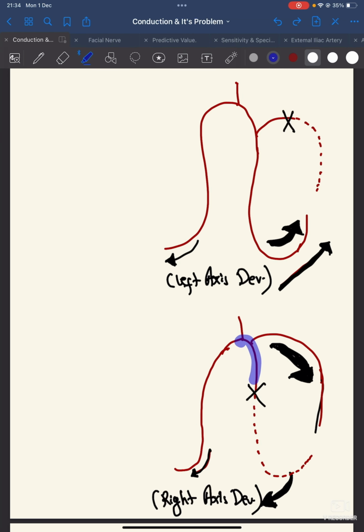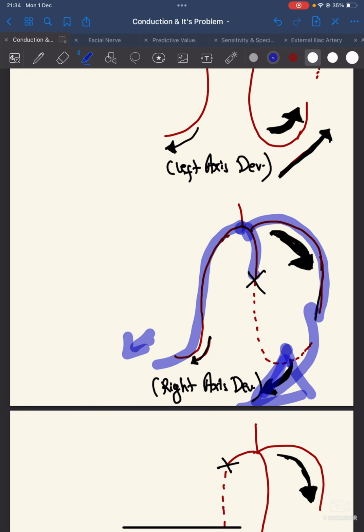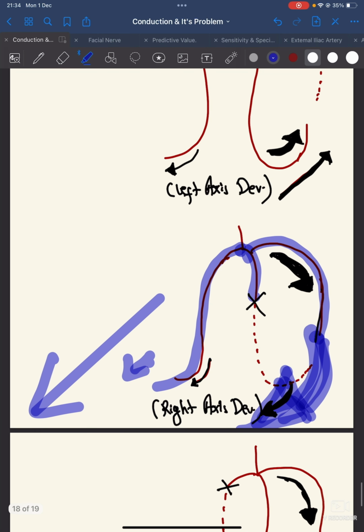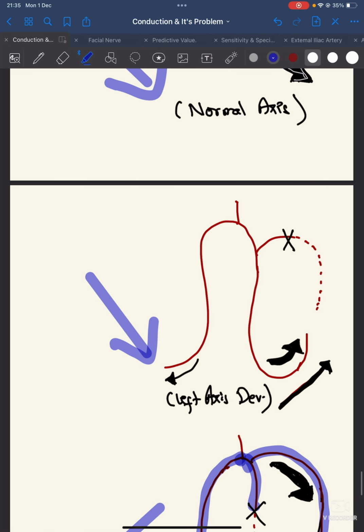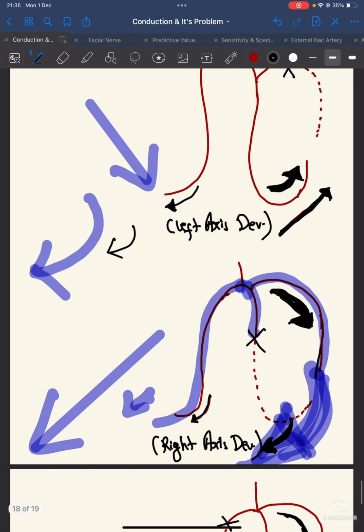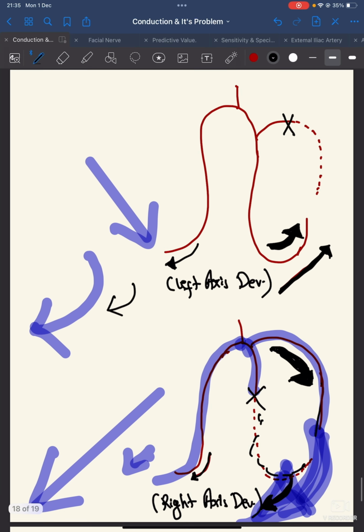So what if the posterior fascicle is blocked? This is the right bundle branch, this will be the left bundle branch. The right will show a little bit of effect here, but the anterior fascicle will pull towards here. As this has more mass, it will have more influence. So the axis of deviation will be here. Comparatively, the normal axis of deviation was here, but now it is moving here. So what is this? This is right axis deviation. So the block in the posterior fascicle will cause right axis deviation.